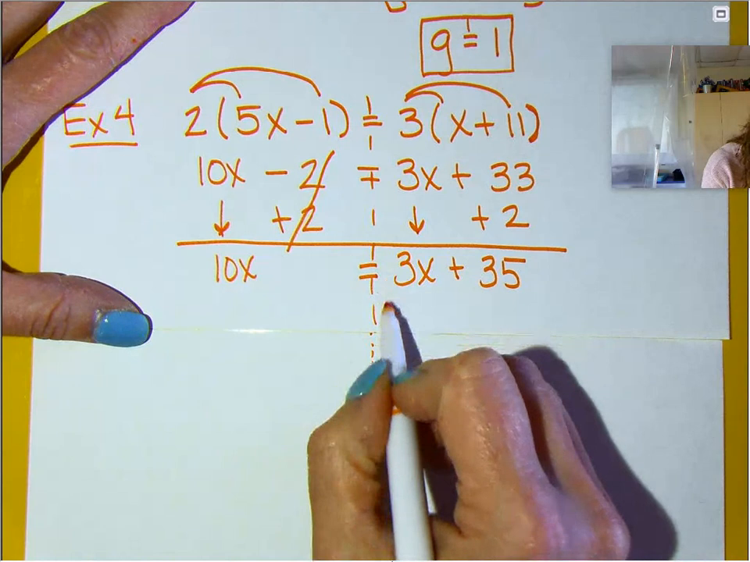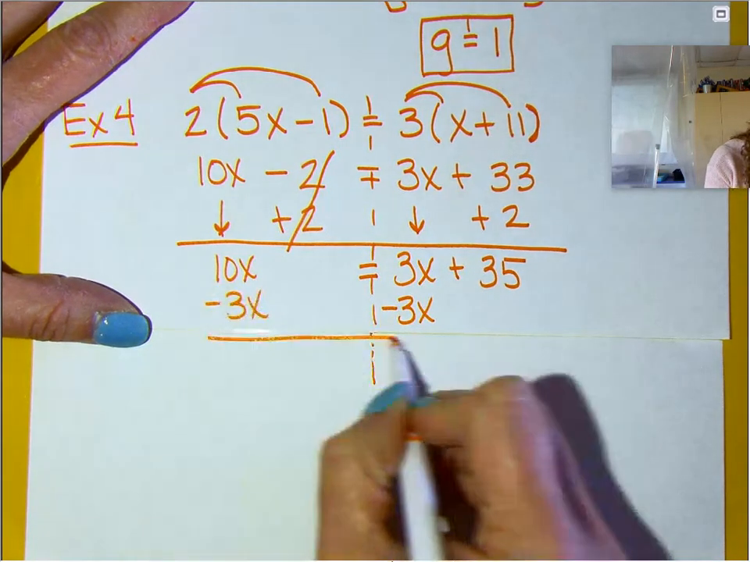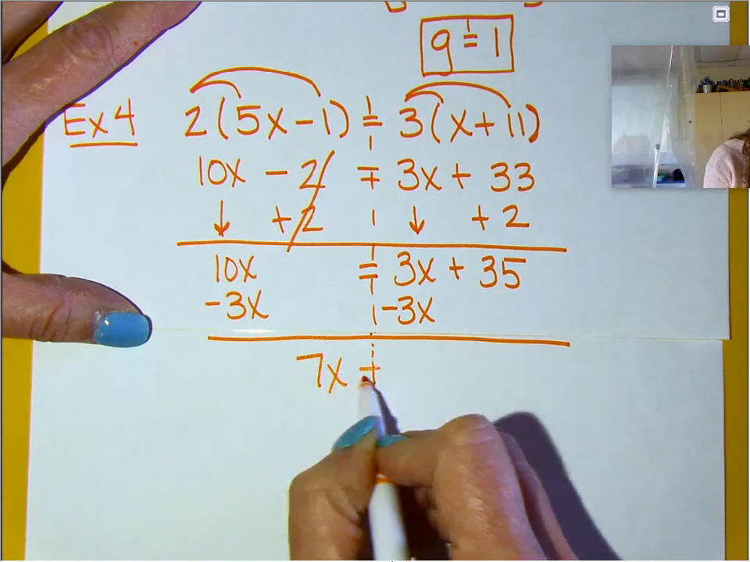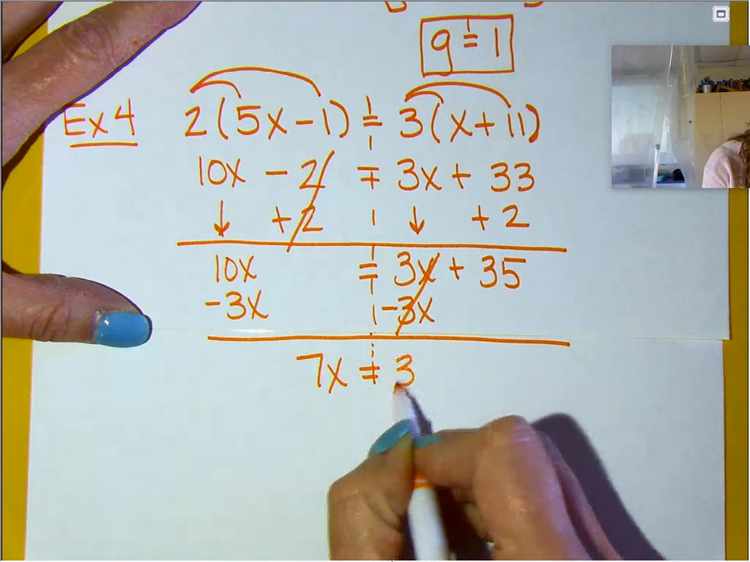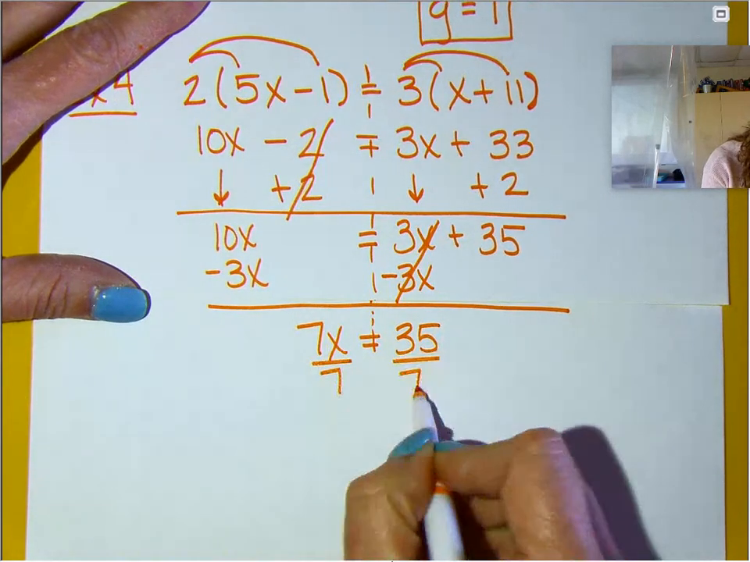Oh, you're close. Subtract. There you go. Good. Okay. So now we have 10x minus 3x. The 3's cancel. Bring down the 35. And the last step? Divide 7 on both sides.